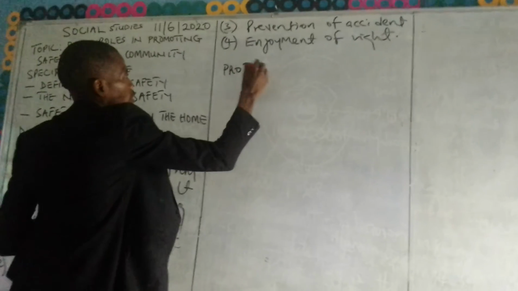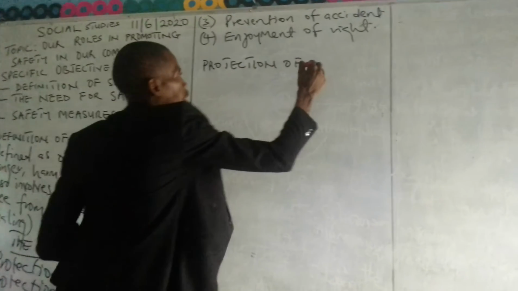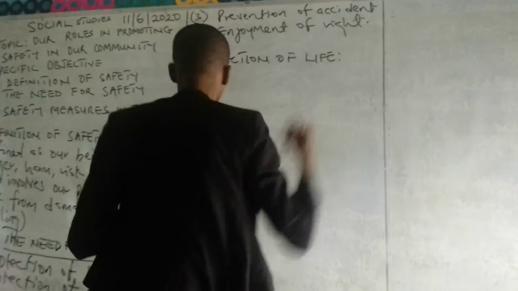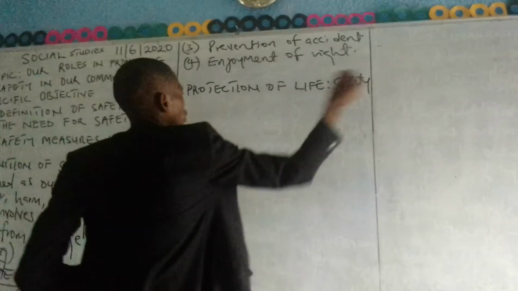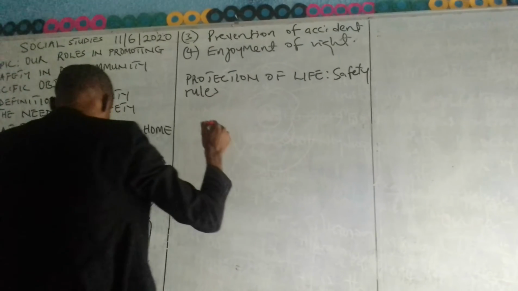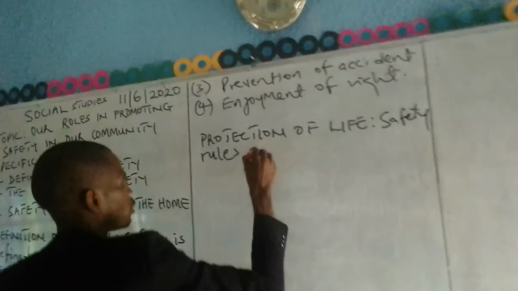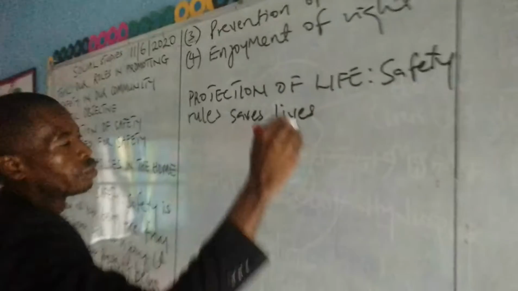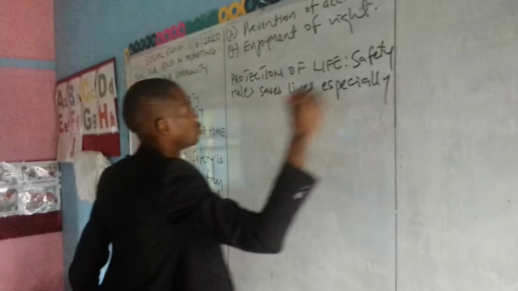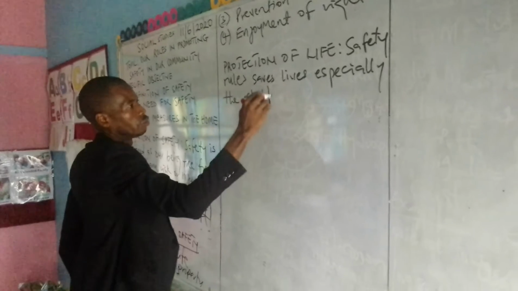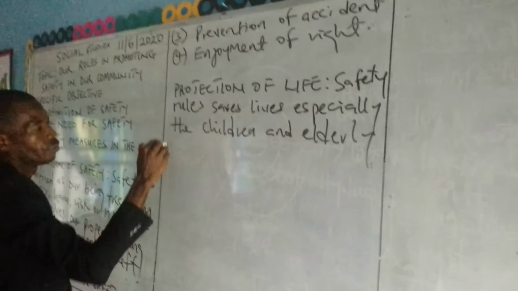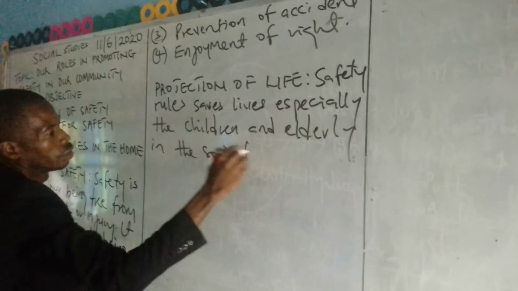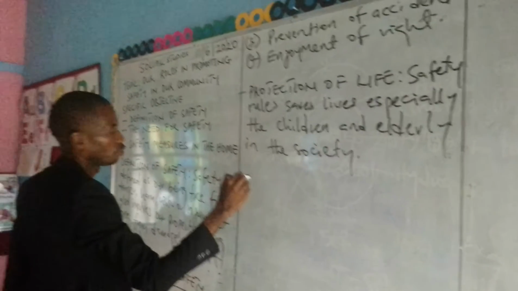Protection of life. Safety rules save lives, especially the children and elderly in the society. Then the next one, number two, is protection of property.